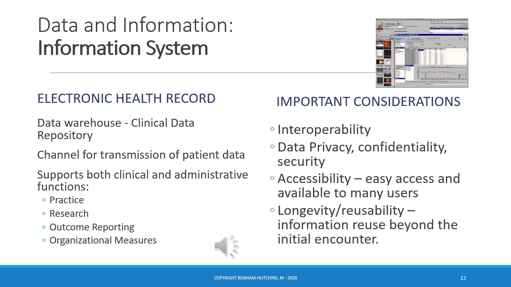Some important considerations about that electronic record: to avoid having it sit in a silo of information, we have to have interoperability with other records in other places. We have to have data privacy, we have to have security, it has to be confidential. Accessibility: it has to have access and availability to multiple users when they need it and where they need it. And of course, the information stored there needs to be able to be reused and have longevity, so it can be reused after the initial appointment.